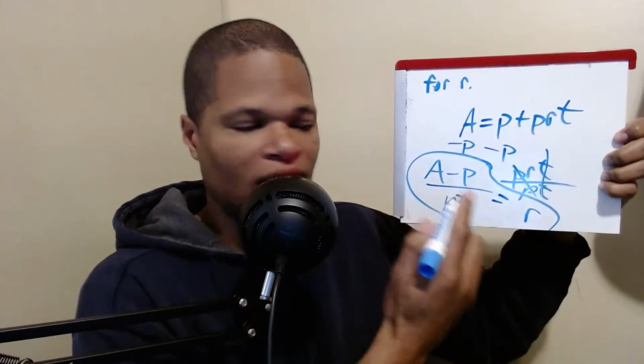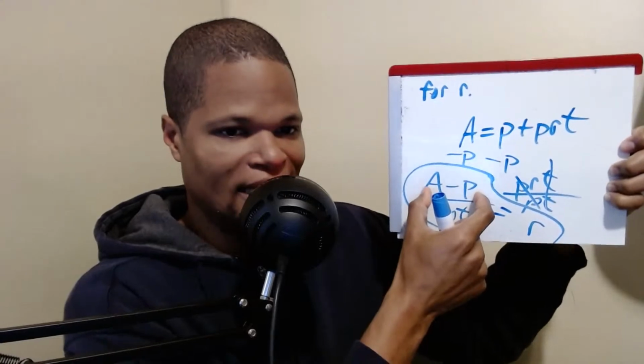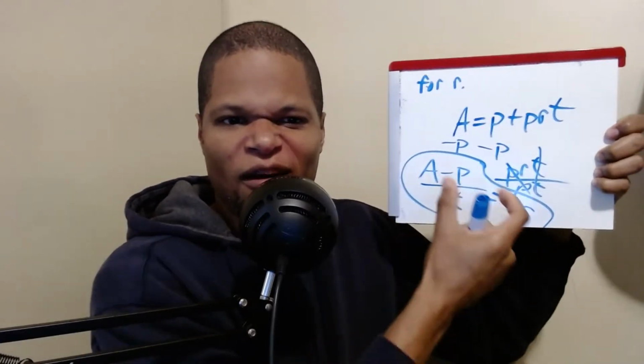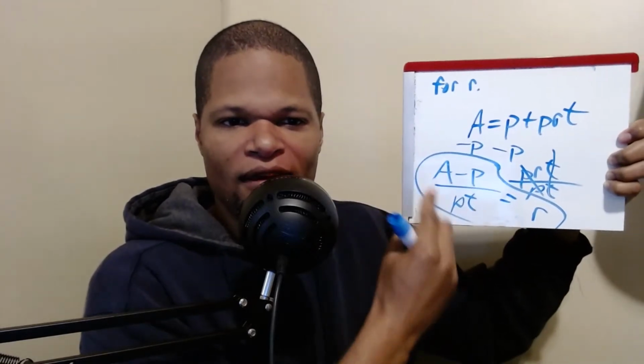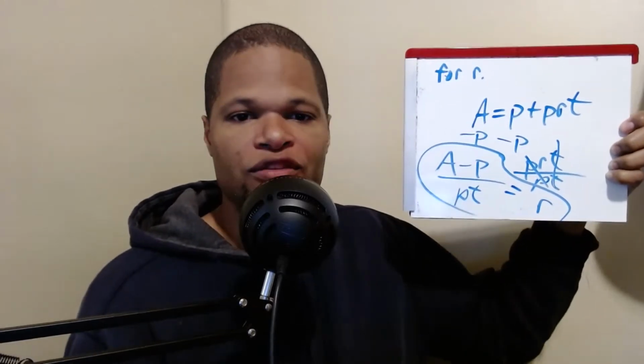I can't do anything else. I can't cancel out the P's because I would have to factor that away. A minus P is kind of considered like an entity. It's almost like husband and wife. They're married. They're a package deal. Until I separate them, I can't really cancel anything out. So this is as far as I could go, and we have solved it for R.